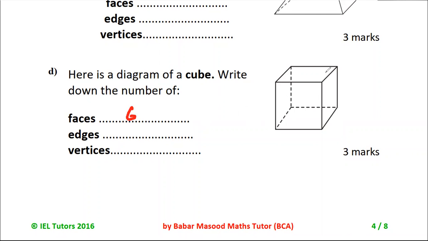How many edges does it have? I can see 4 edges on the top, 4 in the bottom, and 4 lines connecting them. So 4 plus 4 plus 4, so 12 edges. How many vertices does it have? I can see 1, 2, 3, 4, 5, 6, 7, 8 vertices.